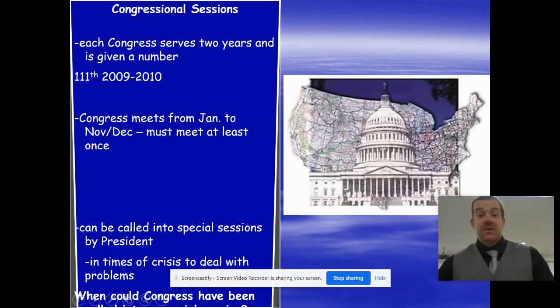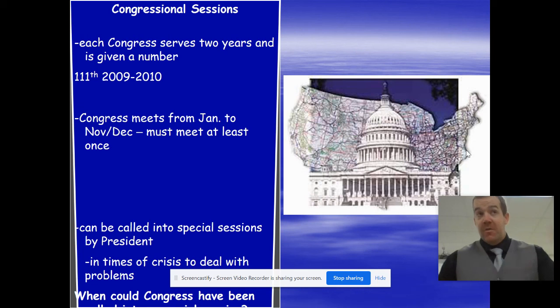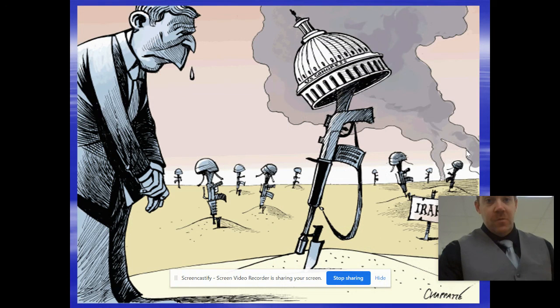The sessions of Congress. Each Congress serves 2 years and is given a number. But the really important part is they meet from January to November or December. So there's a congressional session where they meet, and then they have a break. The president can call them into special sessions. So that's an example of how the different branches work together. The executive branch can call the other branch, Congress, into a special session.